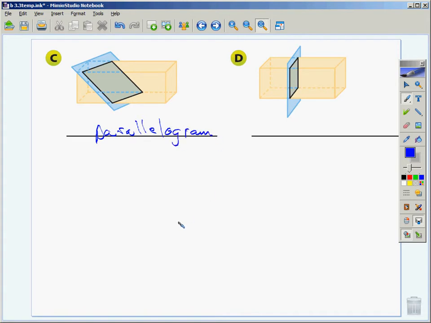It's a parallelogram. And the other one's a square. No, it's not. It is a square. If this is a square on the end, then this one is also going to be what? A square. Jeez, that's confusing. Oh wait, okay.